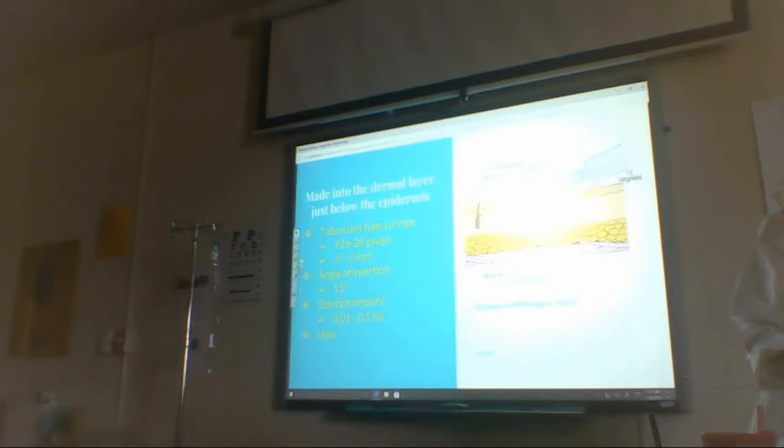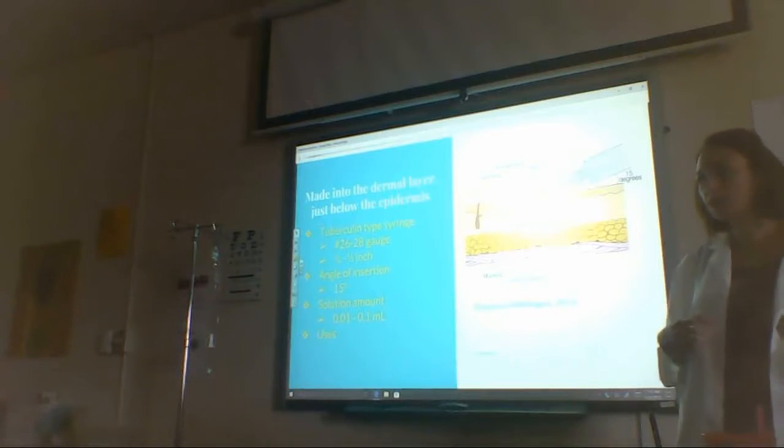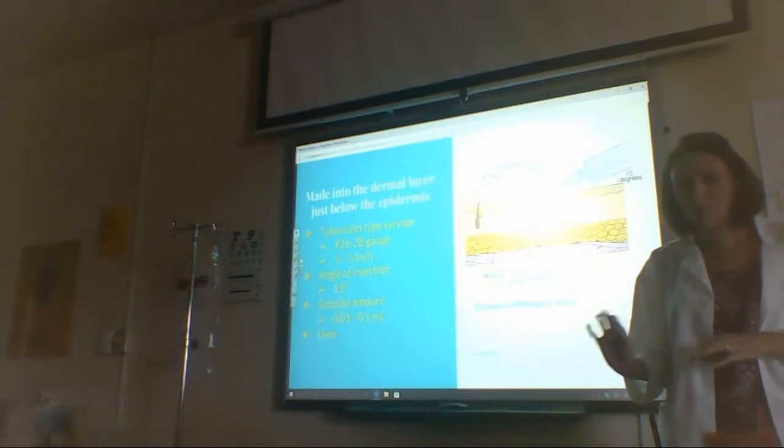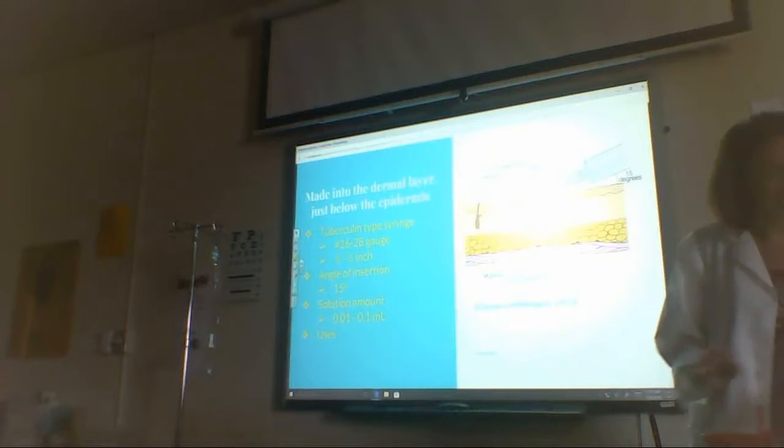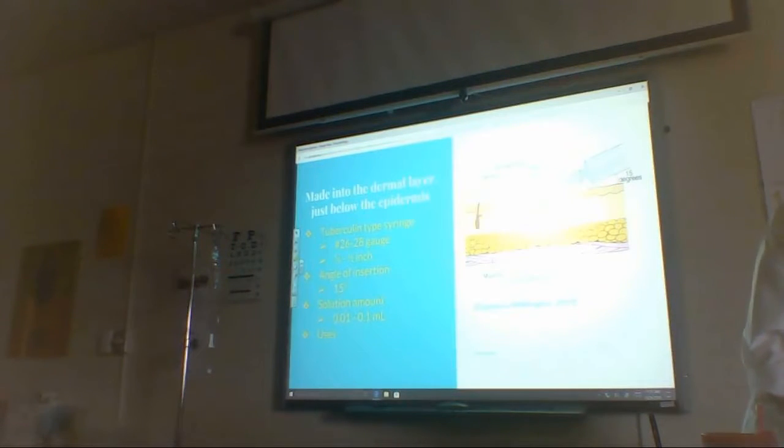So the intradermal route has the longest absorption time compared to the subcutaneous and intramuscular injections. As a result, it's used most commonly for sensitivity tests, allergy tests, and for local anesthesia. You know, if you ever had those patients that ask, can I get a little shot of lidocaine before you do my IV? So those would be intradermal injections.